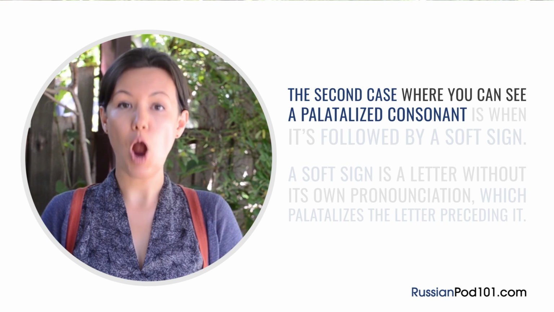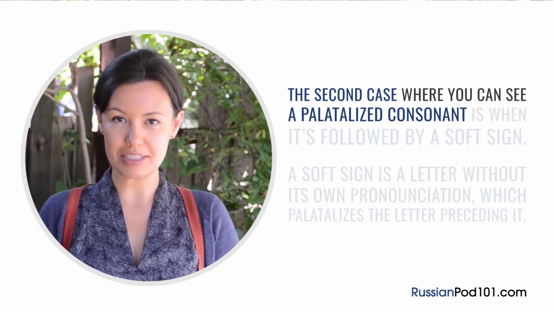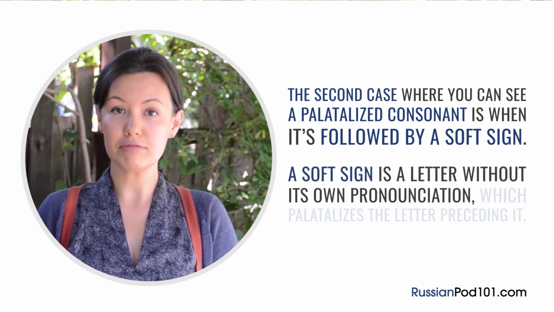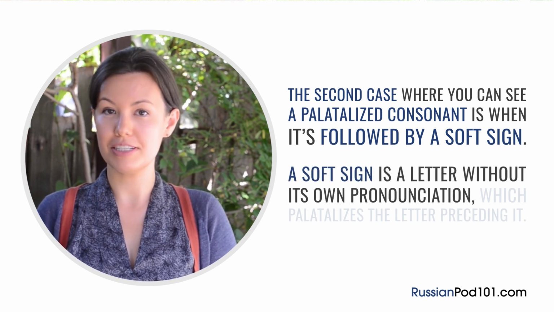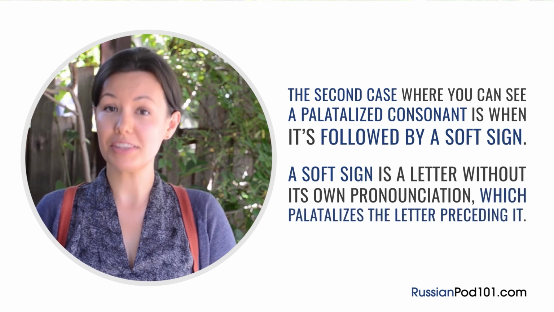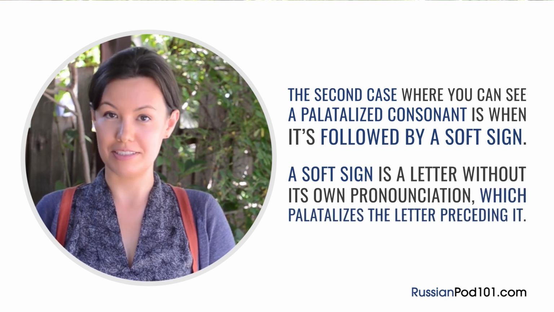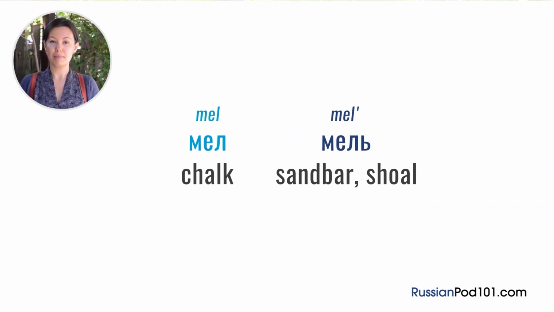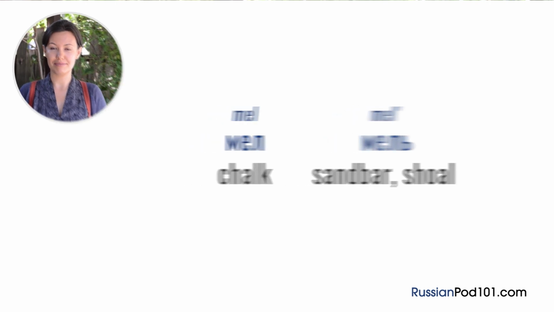The second case, when you can hear a palatalized consonant, is when it's followed by a soft sign. A soft sign is a letter without its own pronunciation. What this letter does is it softens or palatalizes the sound preceding it. Let's compare two words, мел, chalk, and мель, sandbar or shoal. Can you hear the softened l at the end of мель? That's what the soft sign does.